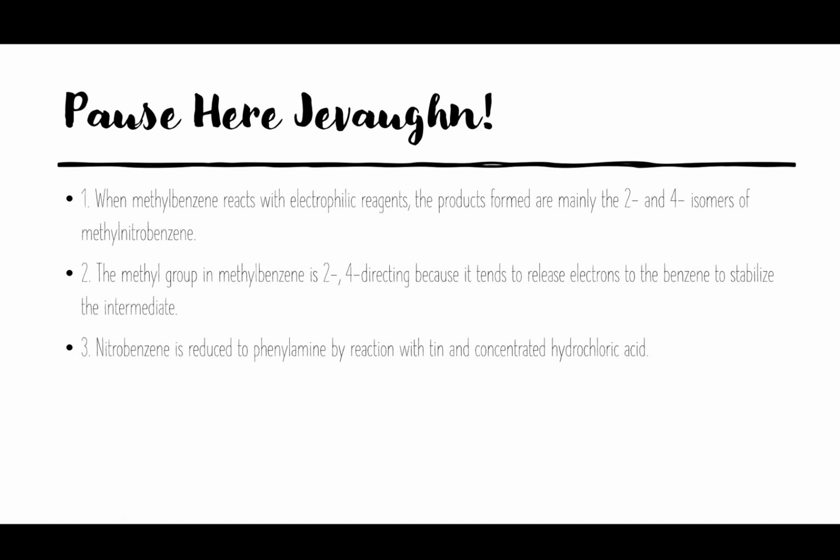All right, so pause here now. Just a little recap. When methylbenzene reacts with electrophilic agents, the products formed are 2,4 isomers of methyl nitrobenzene. The methyl group of methylbenzene is 2,4 directing because it tends to release electrons to the benzene ring to stabilize the intermediates when it's at the 2 or 4 position. Nitrobenzene is reduced to phenylamine by reaction with tin and concentrated hydrochloric acid. So just some little tips there.